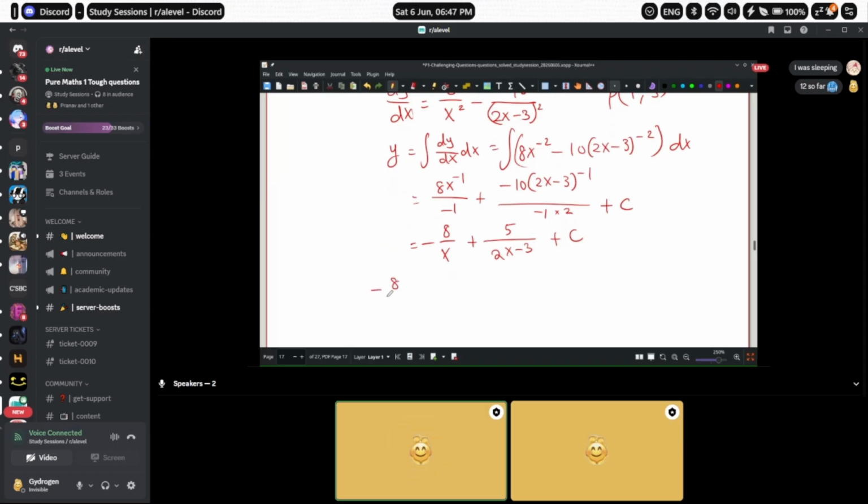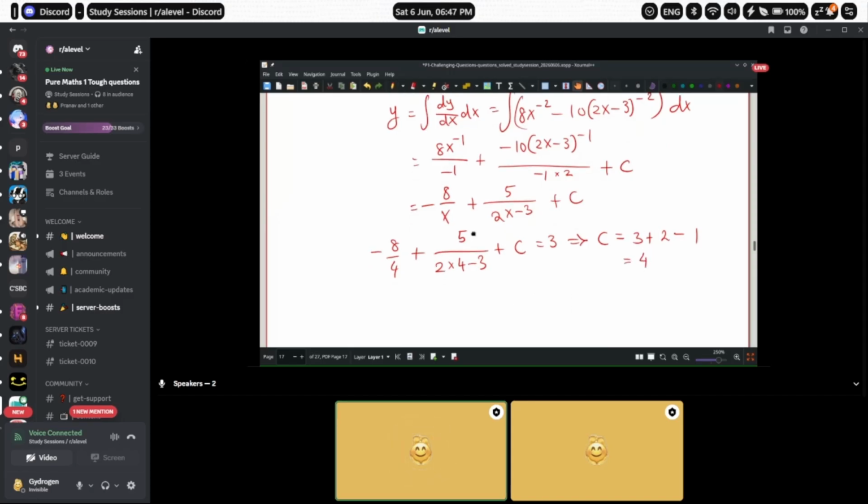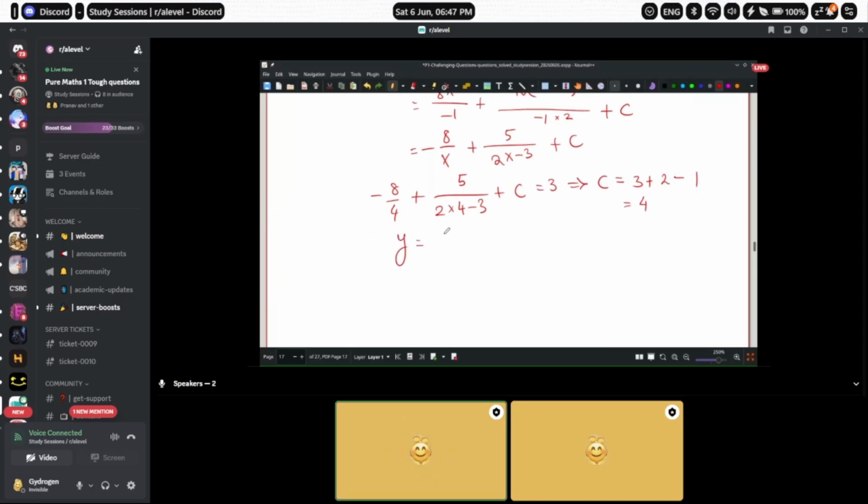And then substituting the point (4, 3), we get minus 8 over 4 plus 5 over 2 times 4 minus 3, plus c equals 3. So c equals 3 plus 2 minus 5 over (2 times 4 minus 3), which is 1. So this is 4, and c equals 4. The equation of the curve is 4 minus 8 over x plus 5 over 2x minus 3.